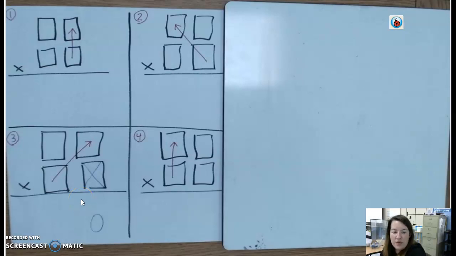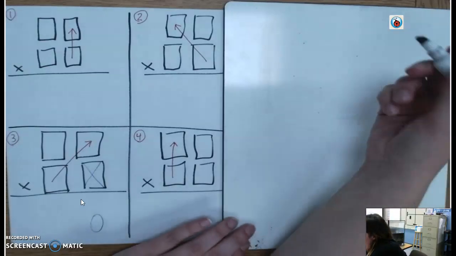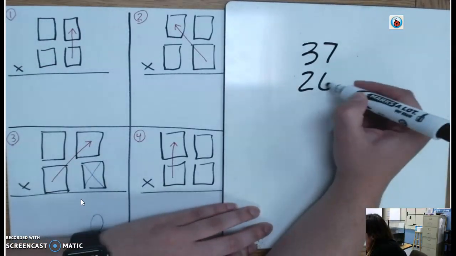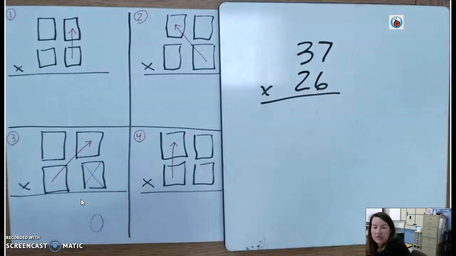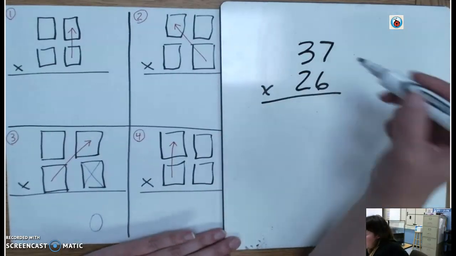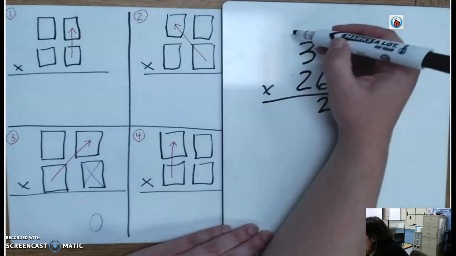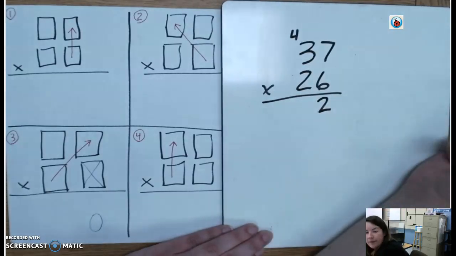Hey guys, let's review the standard algorithm one more time before practicing today. So we have, make a number up, 37 times 26. So first step says 7 times 6, which is 42. So the 2 goes here, and I move the 4 up.